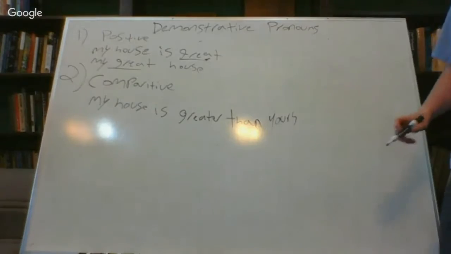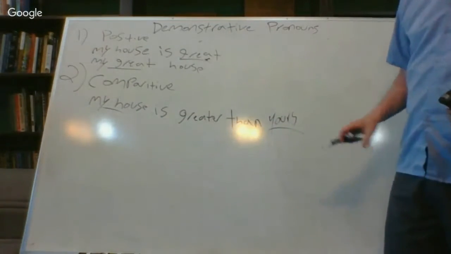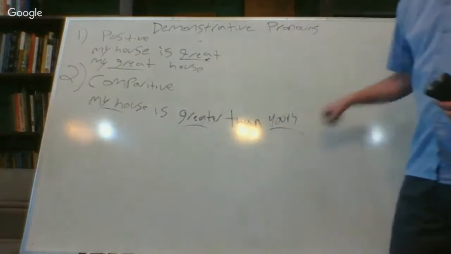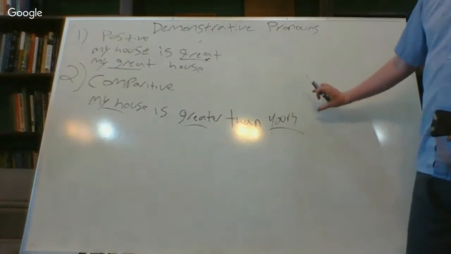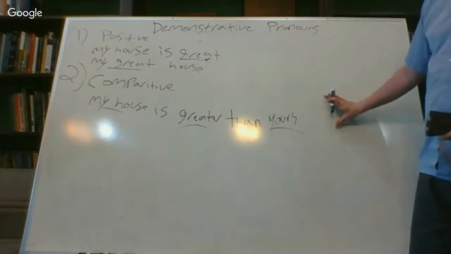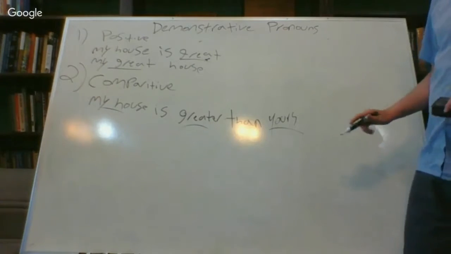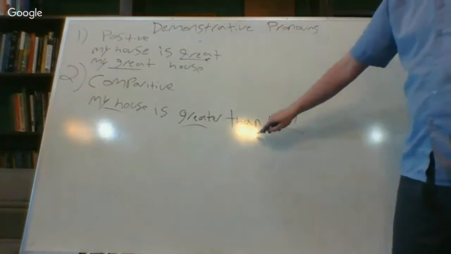Because what am I doing? I'm comparing my house to your house. And I'm saying my house is greater than yours. And so this is a comparative. This is pretty common. We use it in English. Greek has it function the same way. So when you come across something like this, you would translate it including the than here.